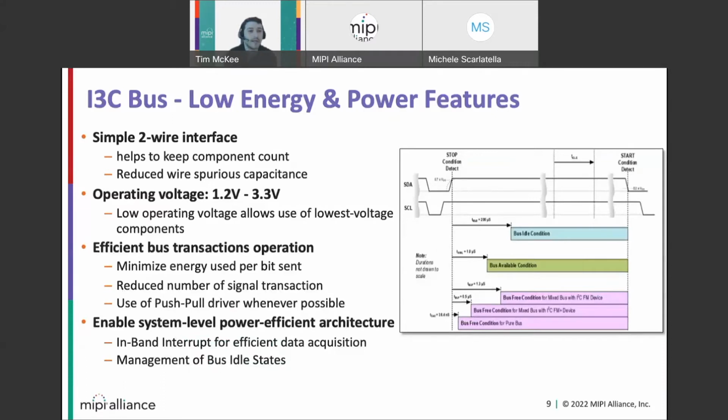So I3C bus, simple two-wire interface. It keeps the component count down, low capacitance, and then the operating voltage. So we use a range. We know that out there in the real world, we're not all operating at the same voltages. The traditional 3.3 volts is getting harder and harder for systems to meet, since the size and the processes are getting smaller. The voltages are having to come down low, and we've made changes to be able to accommodate that.